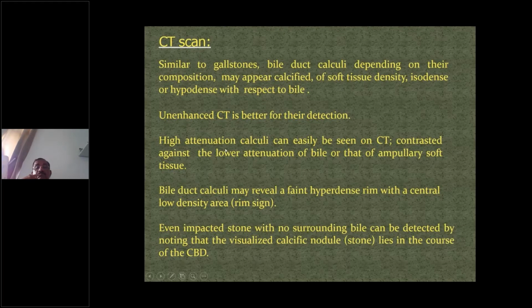High attenuation calculi can be easily picked up because they are surrounded by low attenuation bile. But the main challenge is to look for soft tissue density or low density calculi. If there is a hyperdense calculus, even when impacted with no surrounding bile, it can be detected. If we see a hyperdense focus in the course of the CBD, it is suggestive of a bile duct stone.